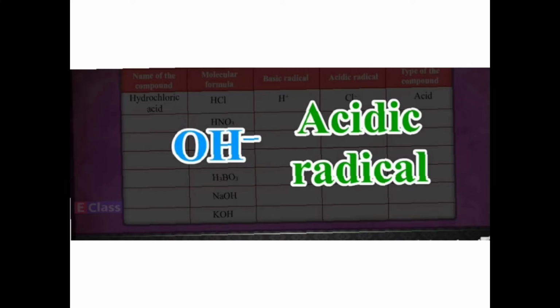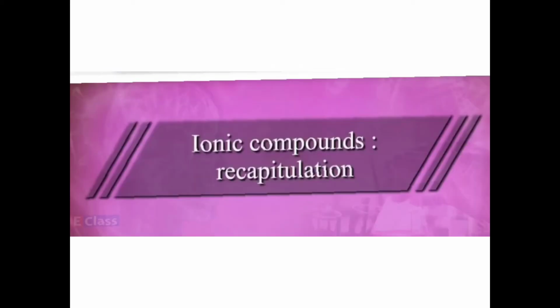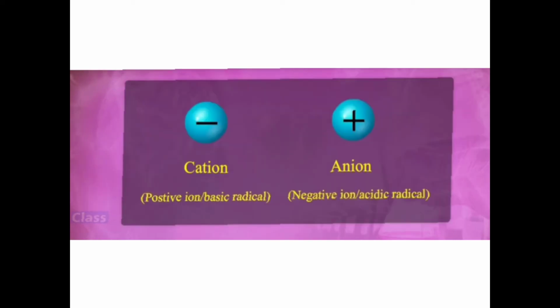Now OH is the acidic radical, that means the anion, right? And H plus is the basic radical. Now we will begin with the ionic compound. It is just a revision of whatever we did. The formation of sodium chloride, you already know it.